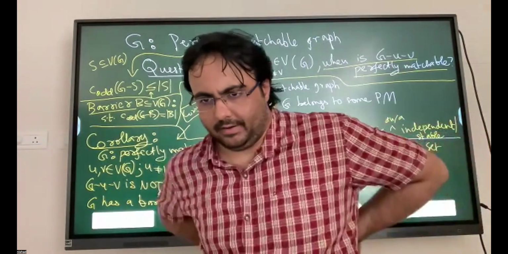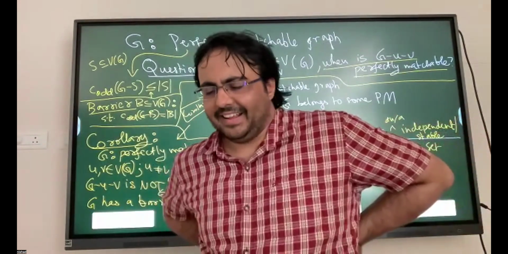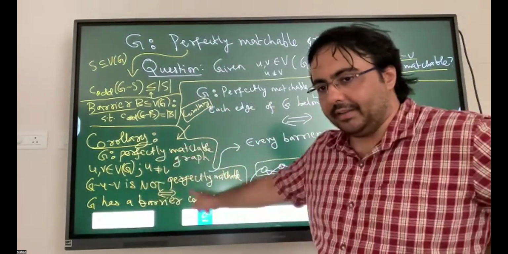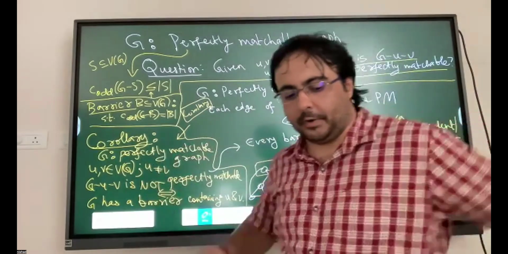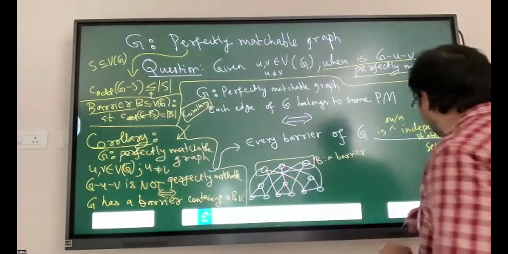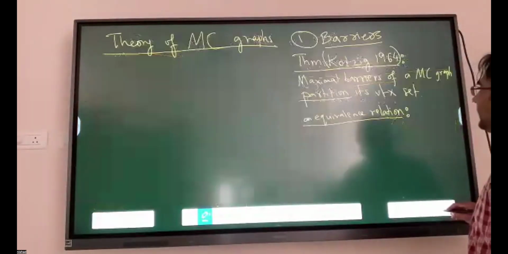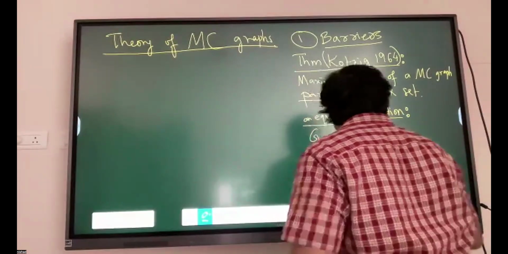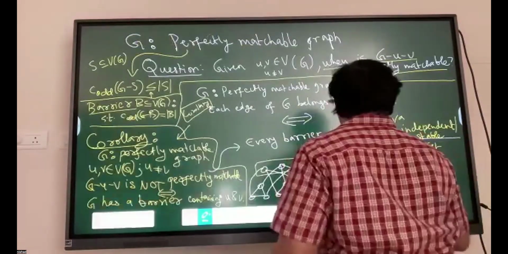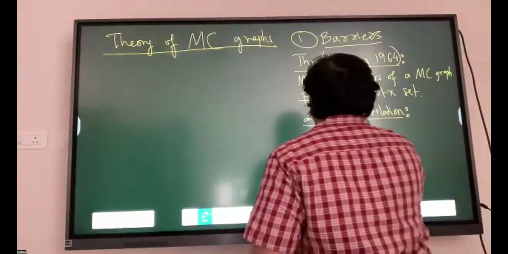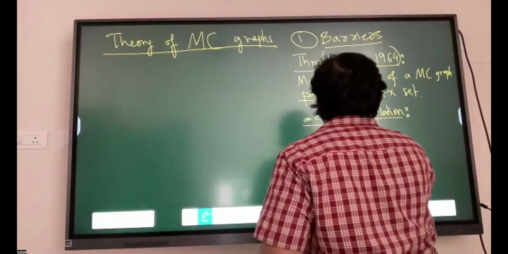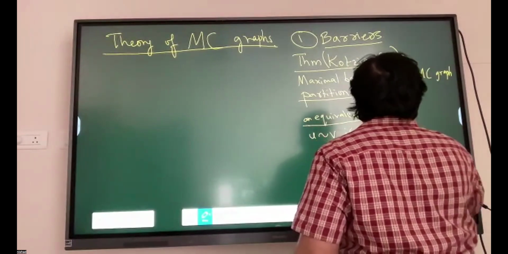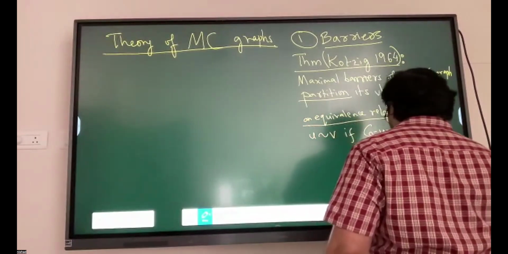They are in the same barrier. Right. But there is something equivalent here. The equivalent thing is that G minus U minus V has no perfect matching. So that is what I was looking for. It is equivalent to saying that they are in the same barrier. So the equivalence relation is: U and V are related if G minus U minus V is not perfectly matchable.